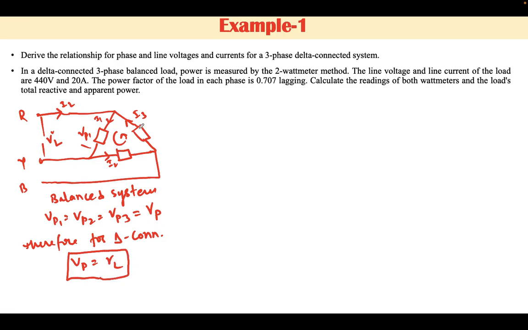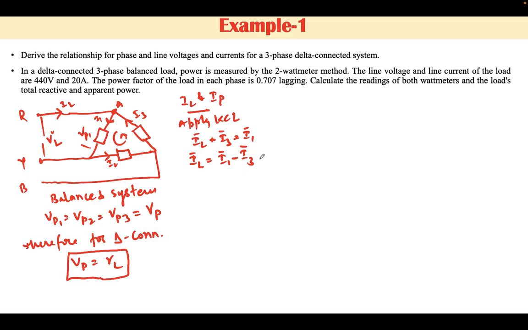Now considering the relationship between line current and phase current, IL and IP. To find out the relationship between line current and phase current, let's consider this node A. At node A, apply KCL. This is the current entering at this junction, this is the current entering at this junction, and this is the leaving current, and hence we can say IL plus I3 is equal to I1 phasor, and from here we can rewrite this equation: IL is equal to I1 minus I3.